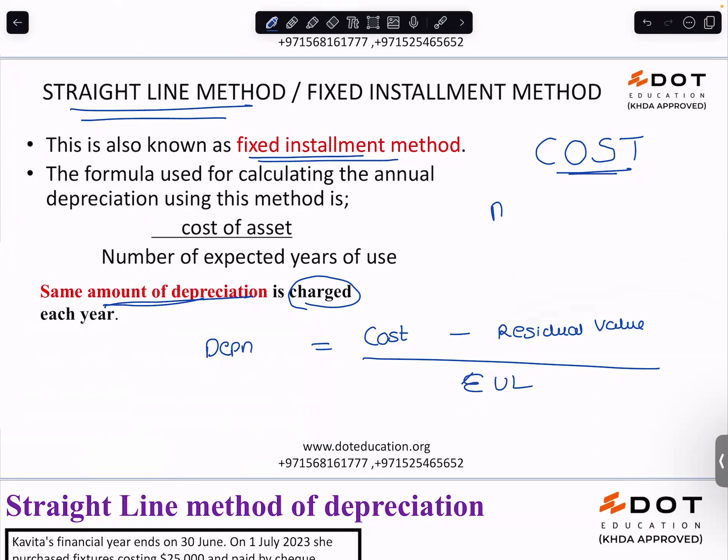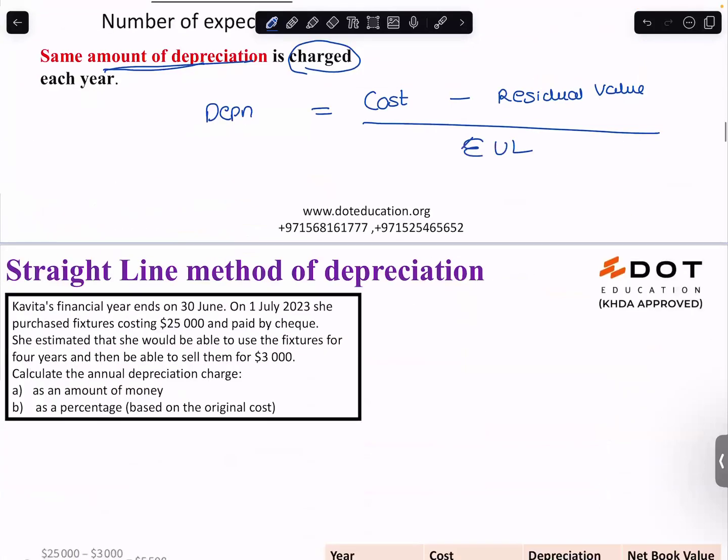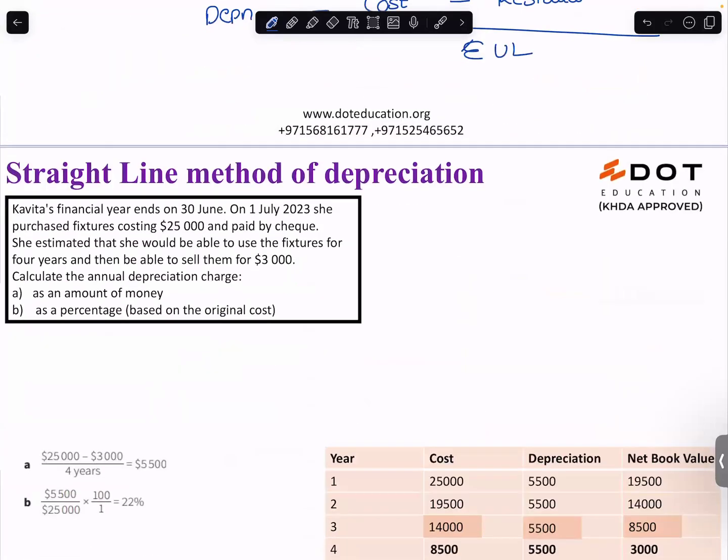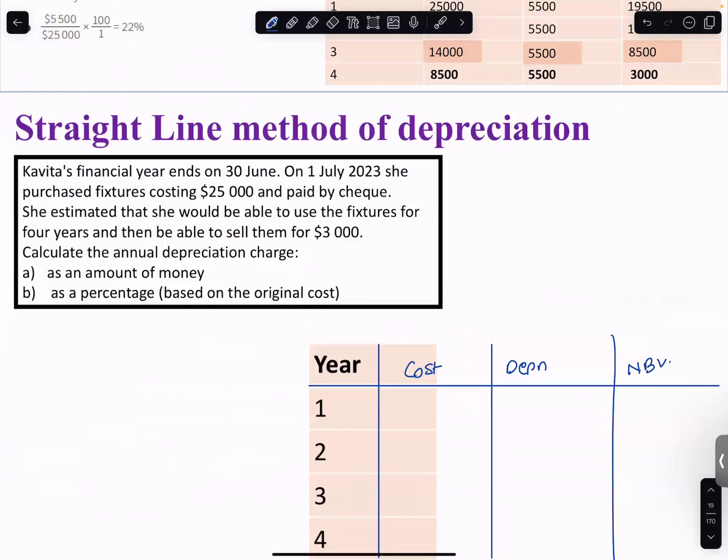What is estimated useful life? The number of years your asset will last will give you depreciation. Just keep this in mind: straight line method, fixed installment method, depreciation is charged on cost. We'll read the first question.